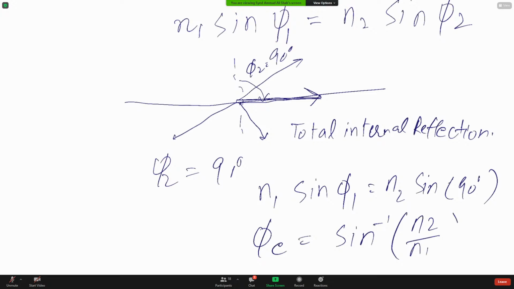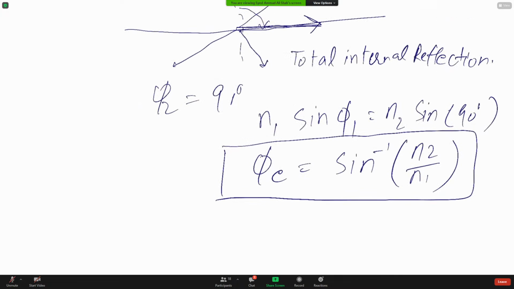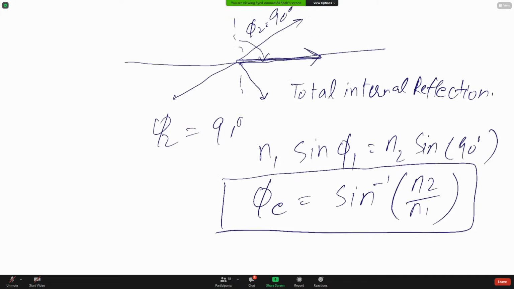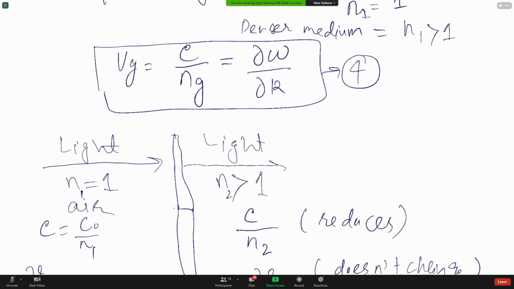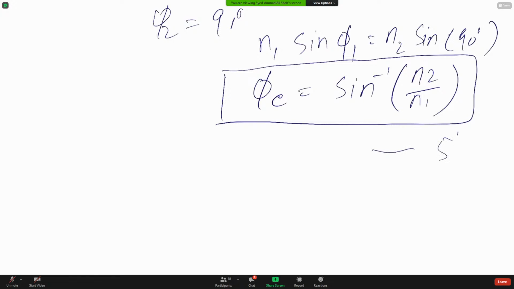Let me just pause it and then I share. We will get the expression. Yeah, so this is your expression. Supposing it's number 5. So these are the 5 main formulas we are going to use next in the problem sets.